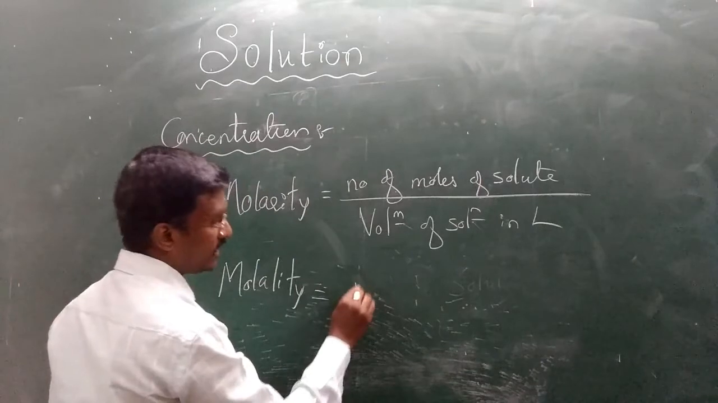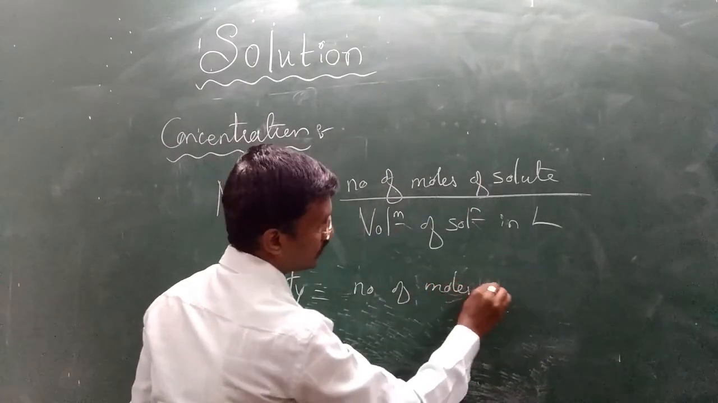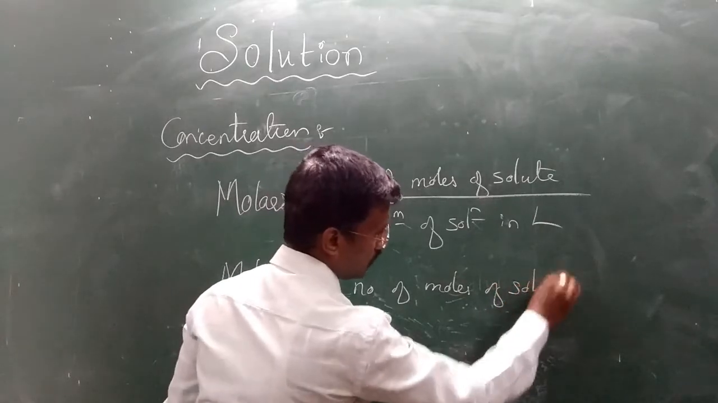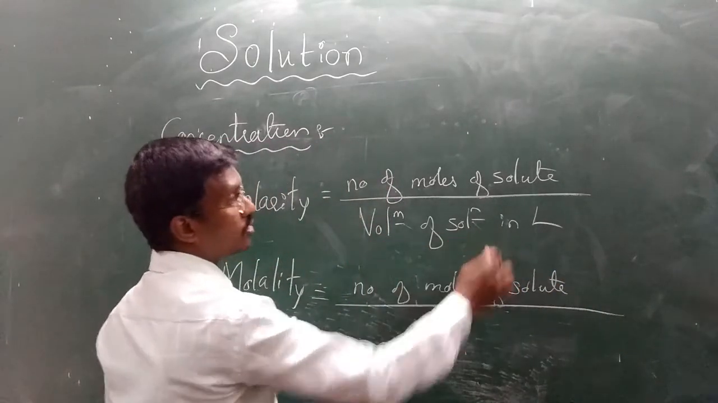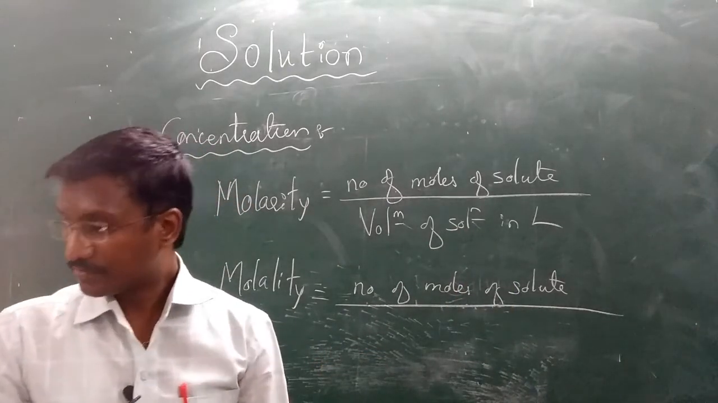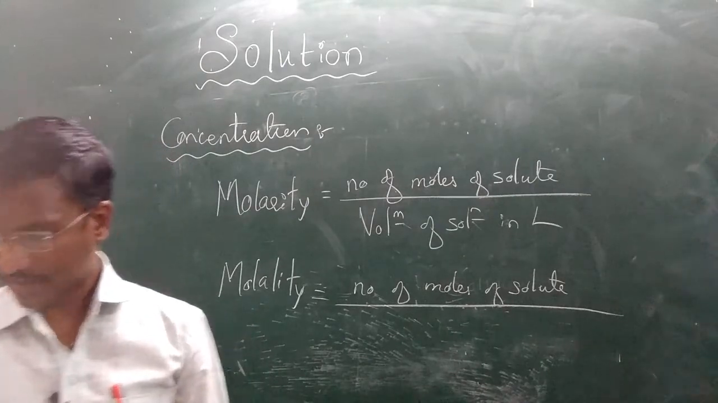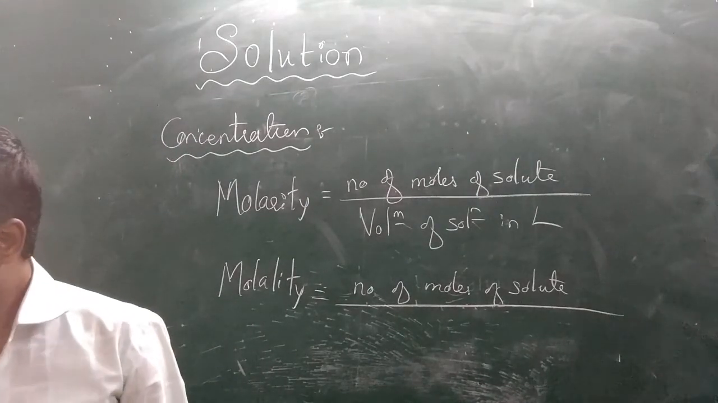Whereas molality is the same thing, the number of moles of solute. But here, instead of the volume of the solution, we take the mass of the solvent. We are taking only the mass of the solvent.